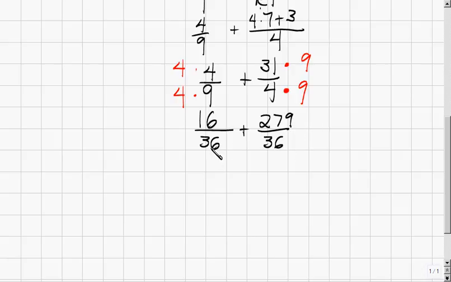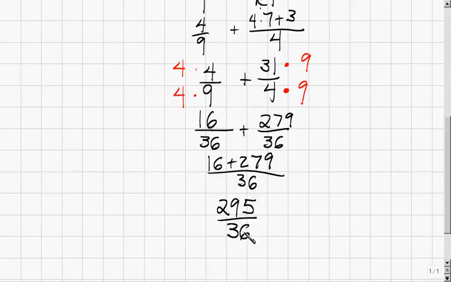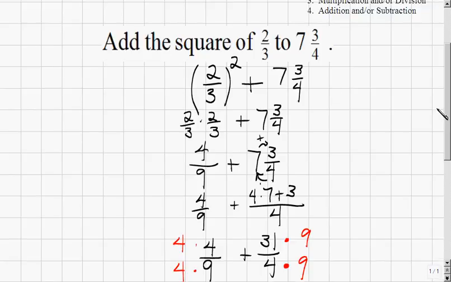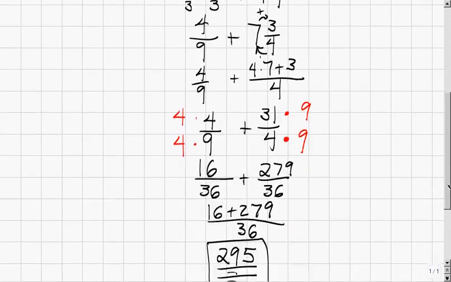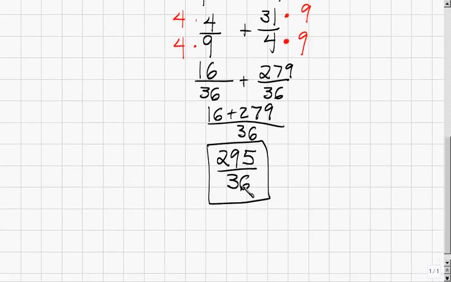Now that we have two fractions with the same denominator, we can add the numerators. So this becomes 16 plus 279 all over 36. Well, 16 plus 279 is 295 all over 36. Our final answer, if they asked for it in an improper fraction, would be the fraction 295/36. However, since the problem did start off as a mixed number, maybe we should write our answer as a mixed number. To do that, we'll divide 36 into 295.